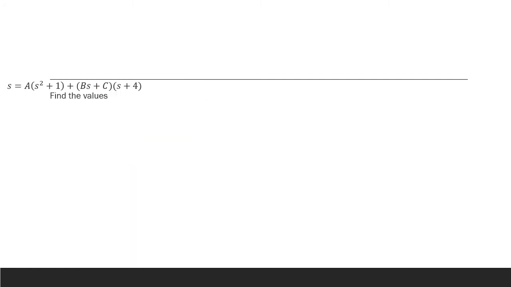To do that, let's try s is equal to negative 4. So, at s is equal to negative 4, we will have negative 4 is equal to a times s squared, that is 16, plus 1.